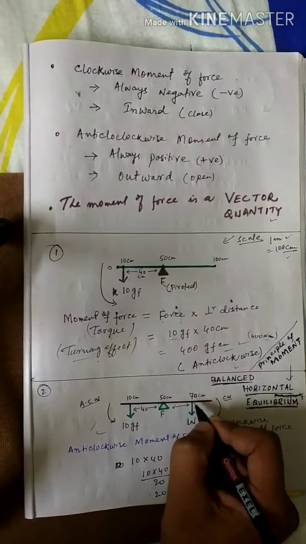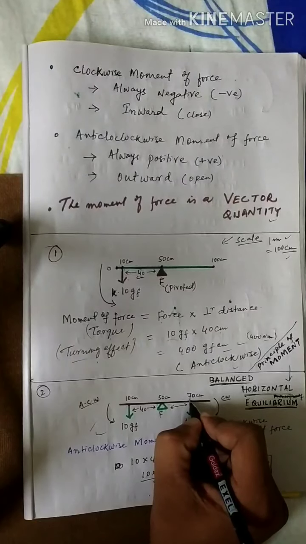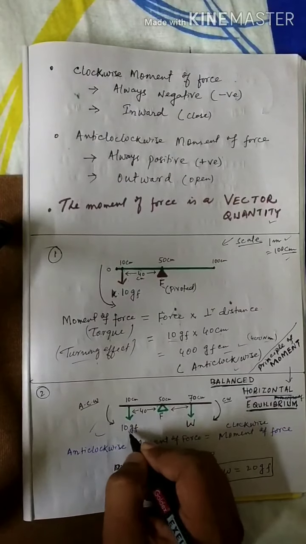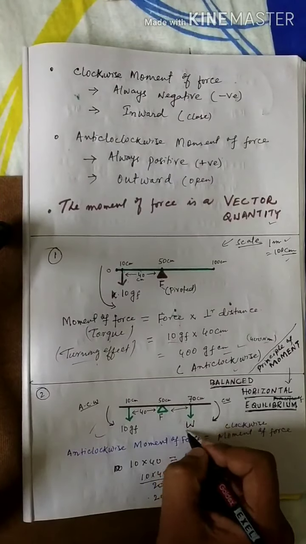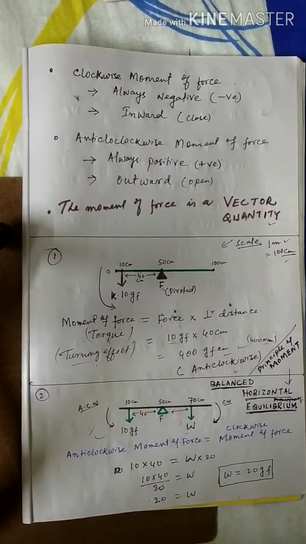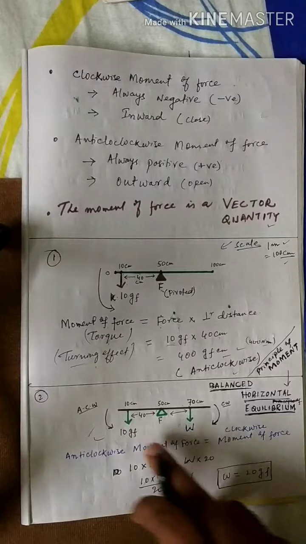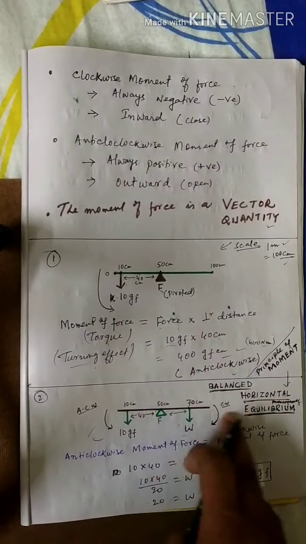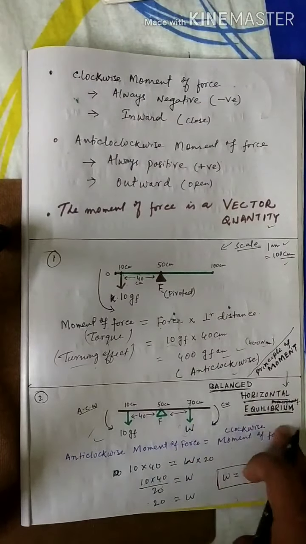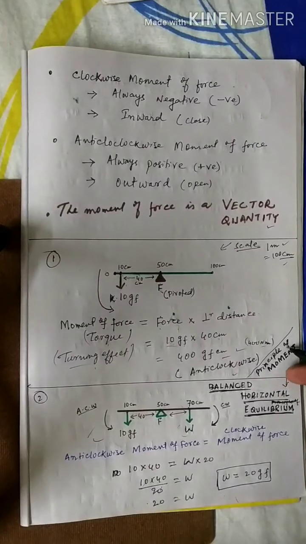The distance is given as 70 centimeters. A load is put to balance this 10 gram force. So how much is the weight of this load? Balance means the horizontal position. The scale will become horizontal, the equilibrium condition. This is known as the principle of moment.